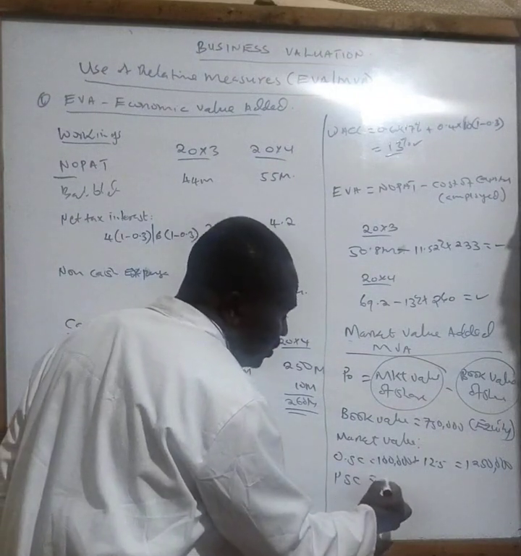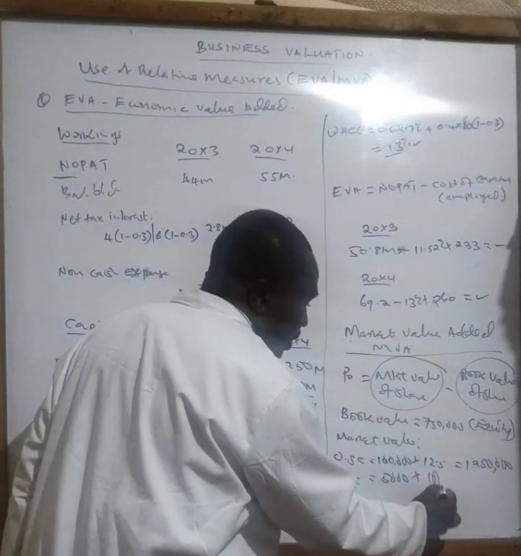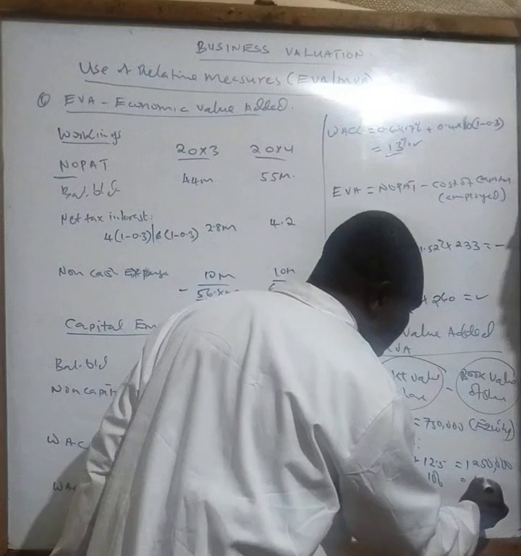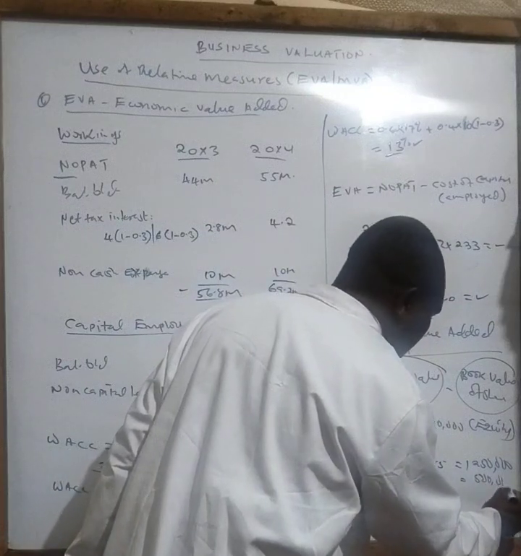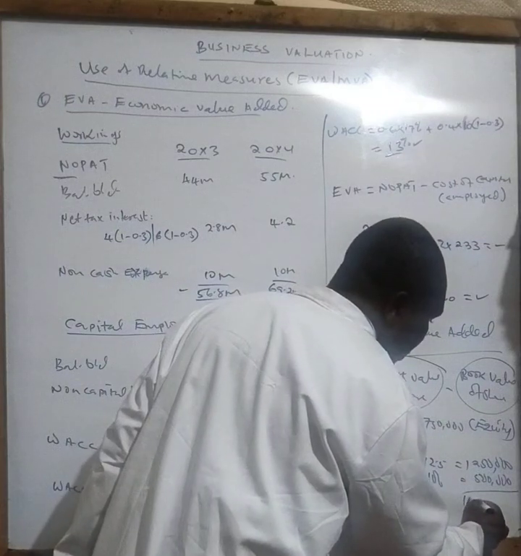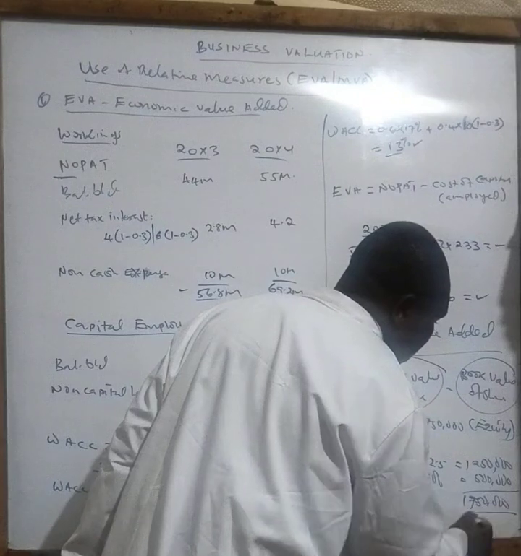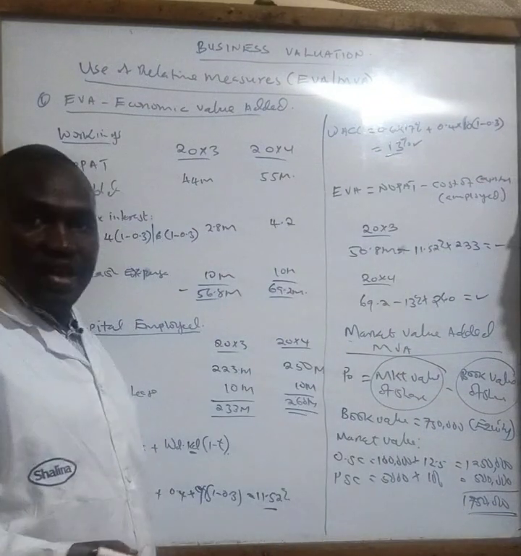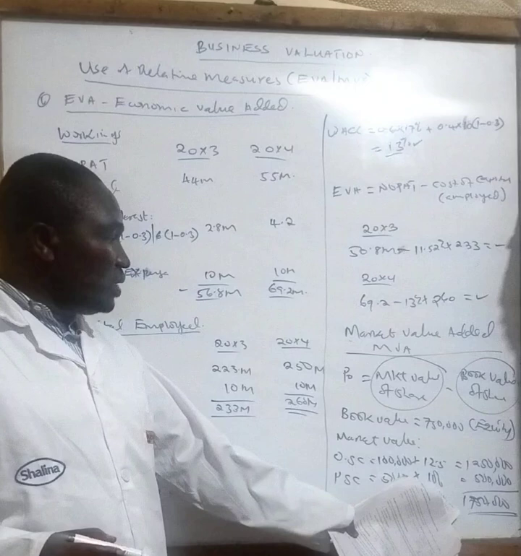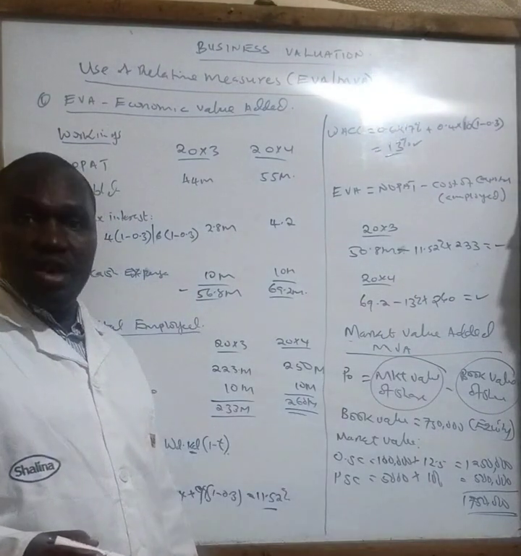How many preference shares are there? 5,000. How much per preference share market price? 100. This will give you how much? 500,000. So if you add this now, you get what you call market price, 1,750,000. So 1,750,000 is the market price. So therefore you can see the market price is higher than the book value. Therefore it means that the company is doing well.